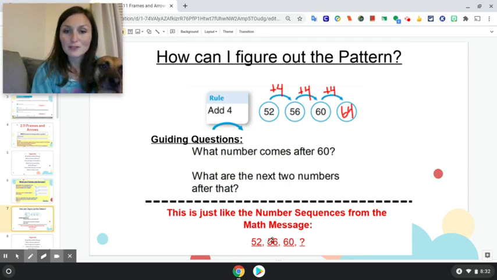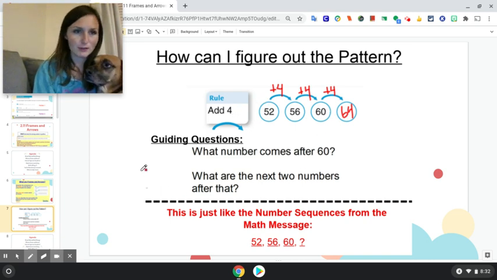Okay. So, this is just like the number sequences from the math message today. It was 52, 56, 60. Well, what would come next? Well, just like here in our frames and arrows, it would be 64, right? So using that rule here helps you know the answer.